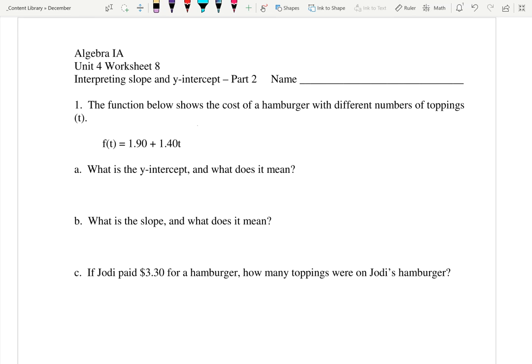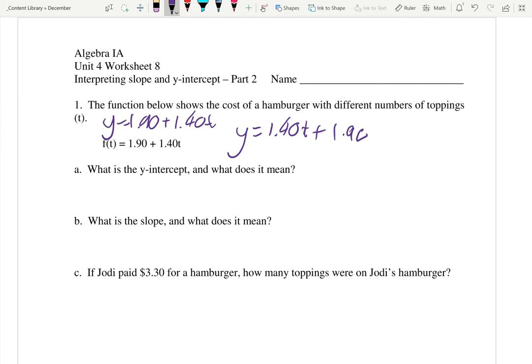in slope-intercept form. F of t is essentially our y value, and this is really 1.90 plus 1.40x, or t, if you want to call it t, right? Essentially, it is slope-intercept form. If you just rearrange it a little bit, you'll see it a little better. y equals 1.40t plus 1.90, right? The t and the plus sign don't look good together, but it is what it is.